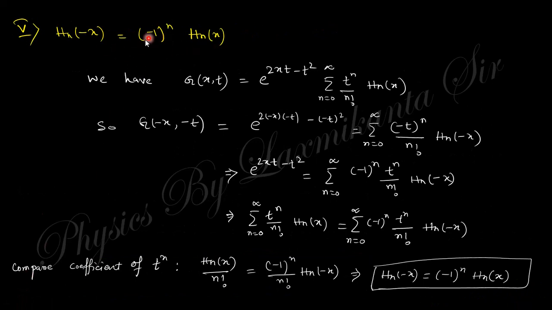Next is like that, you know this generating function. If you replace x by minus x and t by minus t, you can see here this is nothing but the same thing. So if you put this expression and then compare the coefficient of t to the power n, you can finally obtain this relation. Okay, so I think it is clear how we get the recurrence relation for Hermite polynomial.